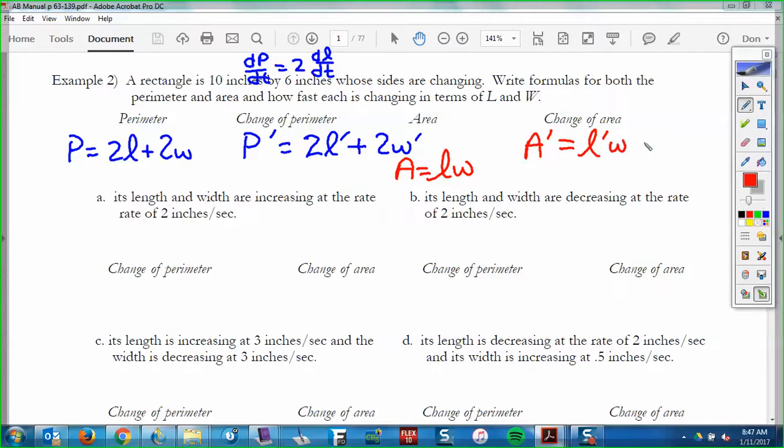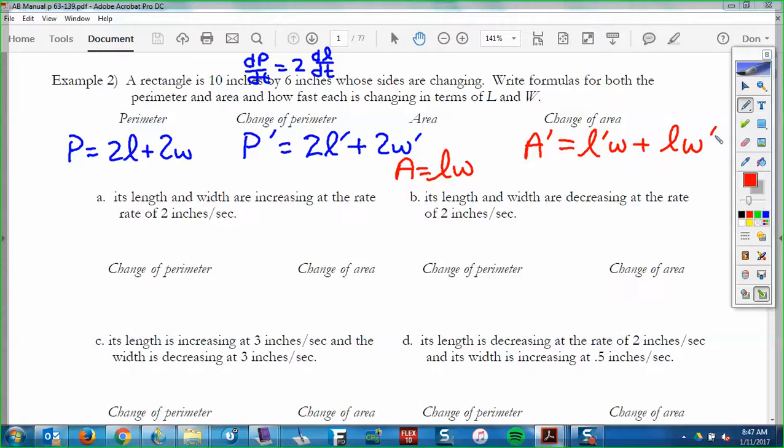Now you're getting it. L prime W plus L, because you're going to have to do the product rule. The derivative of L with respect to T is L prime. W left alone, plus, right. And now we're going to have things to plug into. Okay, so let's move on down to part A.